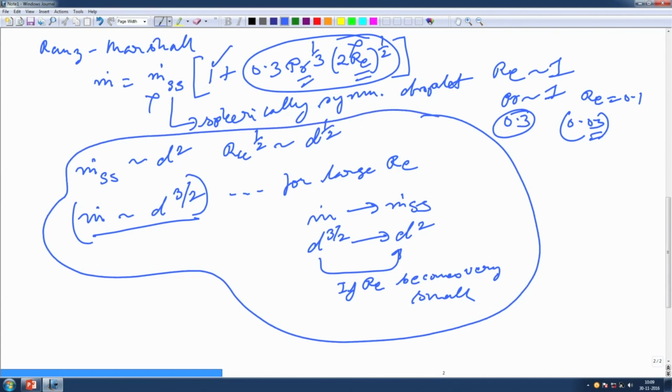So, this is for large Reynolds number, it is d to the power of 3 by 2 large, that means Reynolds number of the order of 100, because when it is of the order of 100, this is 10. So, 0.3 into 1.4 I think, right, into 10. So, it will be something like 3 into 1.4, around 5, scales around 5, right. So, this is 1, this is 5, okay.